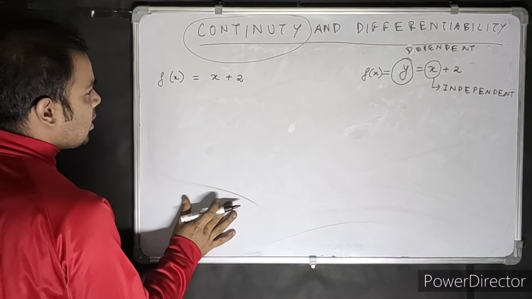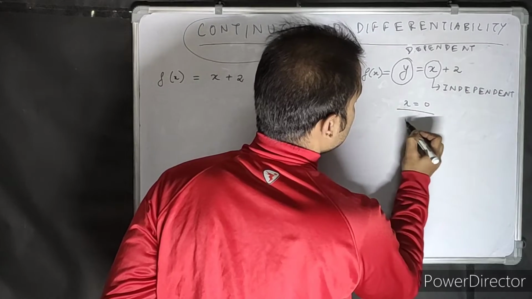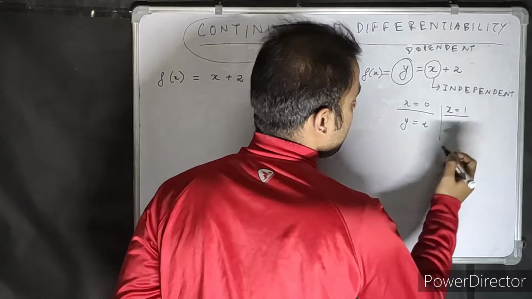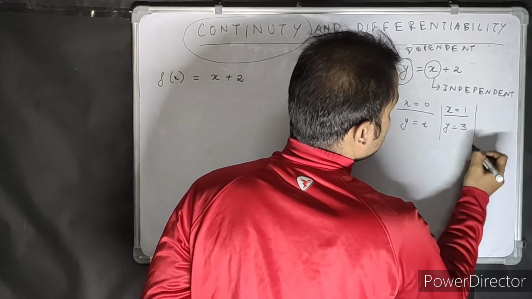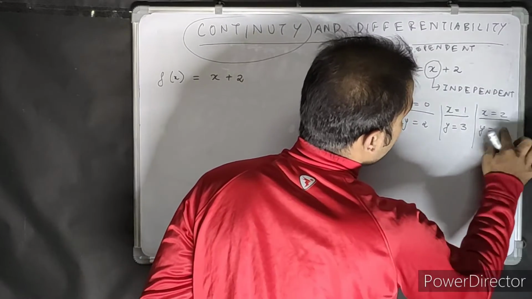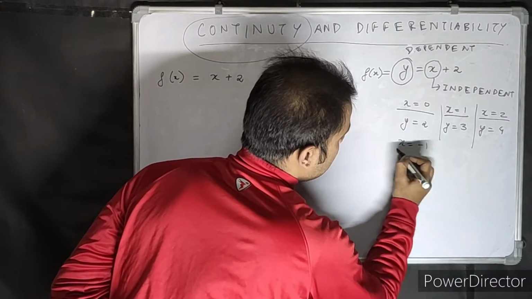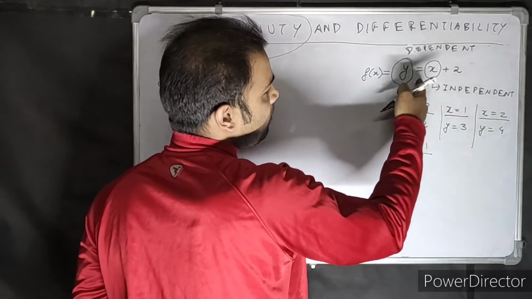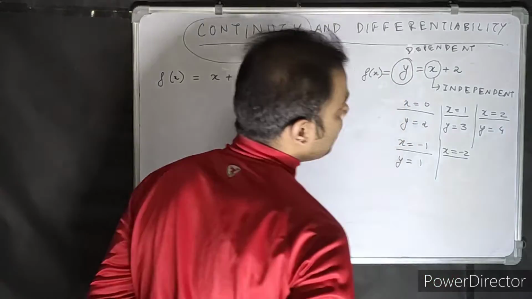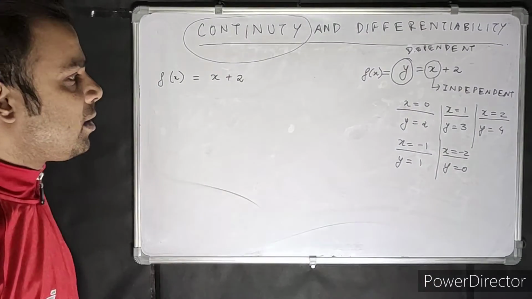Simple logic. If you start plotting this, in class 9 you all have plotted it. Let's say you start with x equal to 0, then y is equal to 2. Then x is equal to 1, then y is equal to 3. Then x is equal to 2, then y is equal to 4, since 2 and 2 is 4. Then you can take negatives also. x equal to minus 1, then y is minus 1 plus 2, which is just 1. Then x is equal to minus 2, then y is minus 2 plus 2, 0. Right? Look at this.